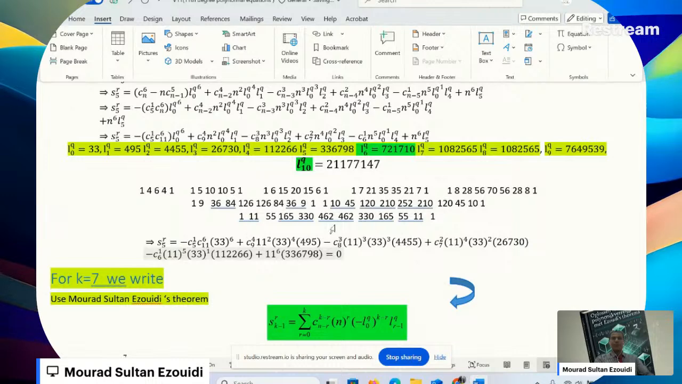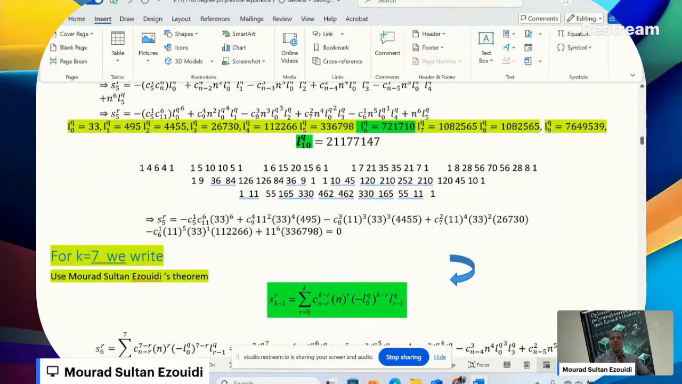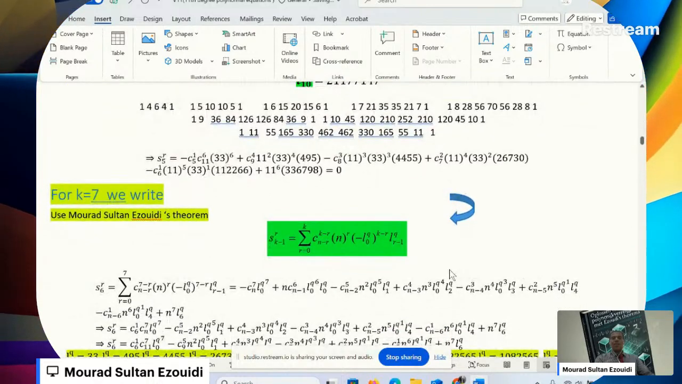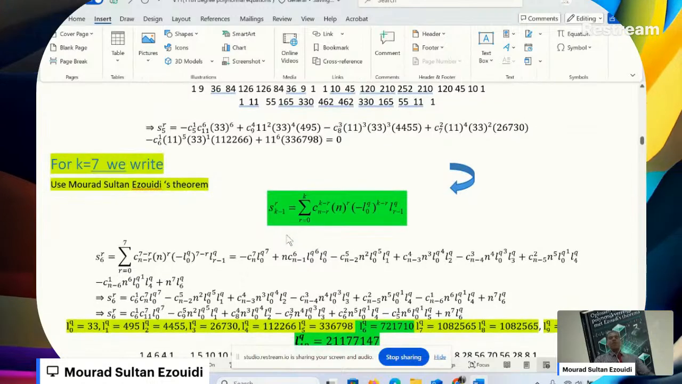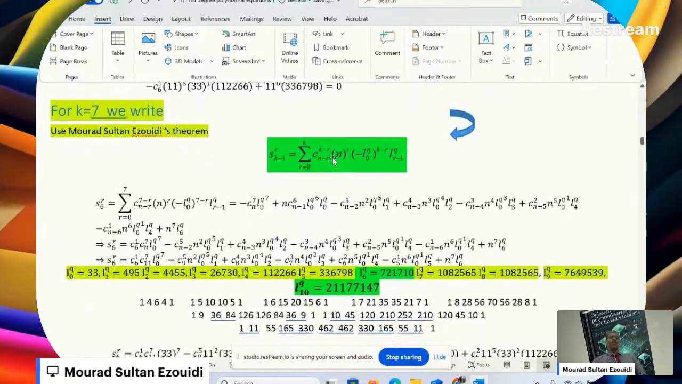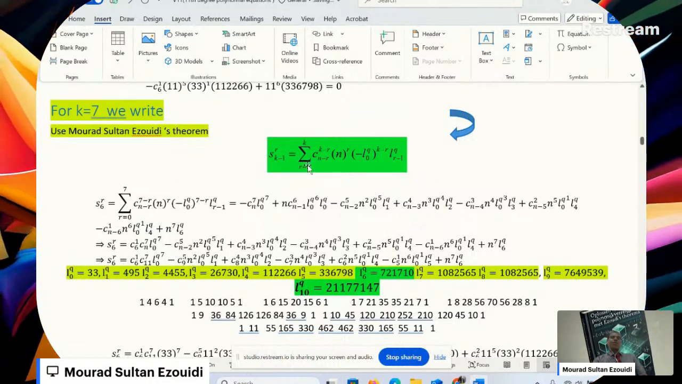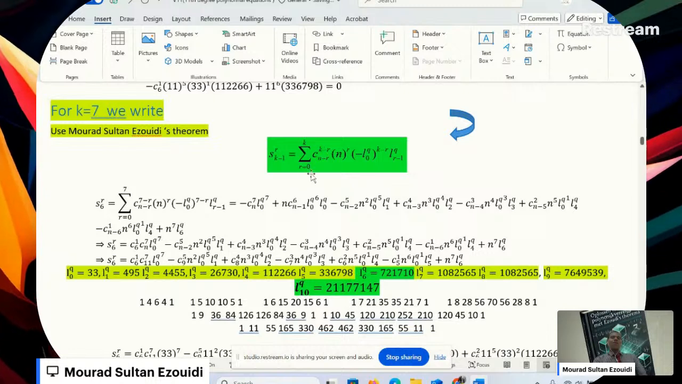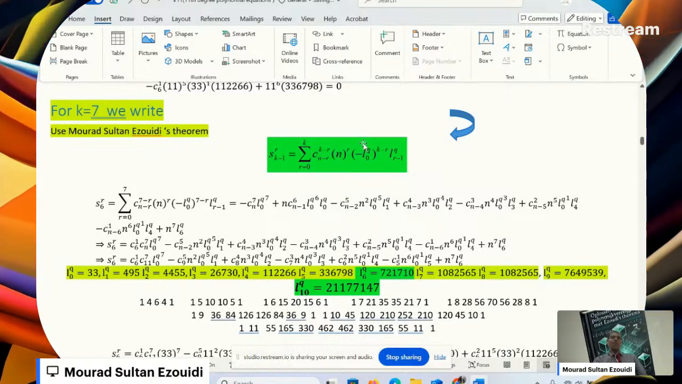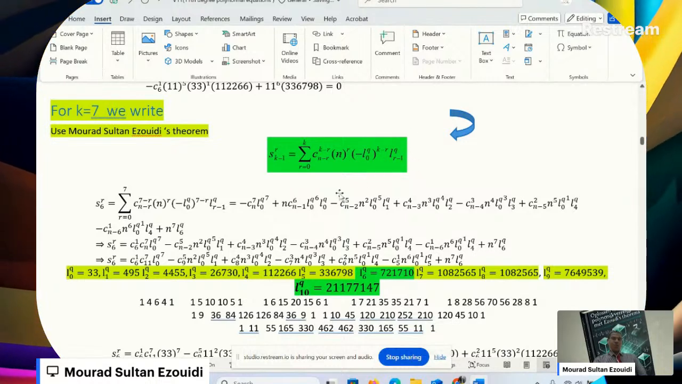Okay, we continue. To find now S6, my learners, you should put k equal 7 in the theorem of Professor Mourad Sultan Ezouidi, which is written as S subscript k minus 1 of order R, the sum from 0 to k, combination n minus r to k minus r, and raised to the power r between parentheses individual 0 to the q raised to the power k minus r times L subscript r minus 1 of 2.